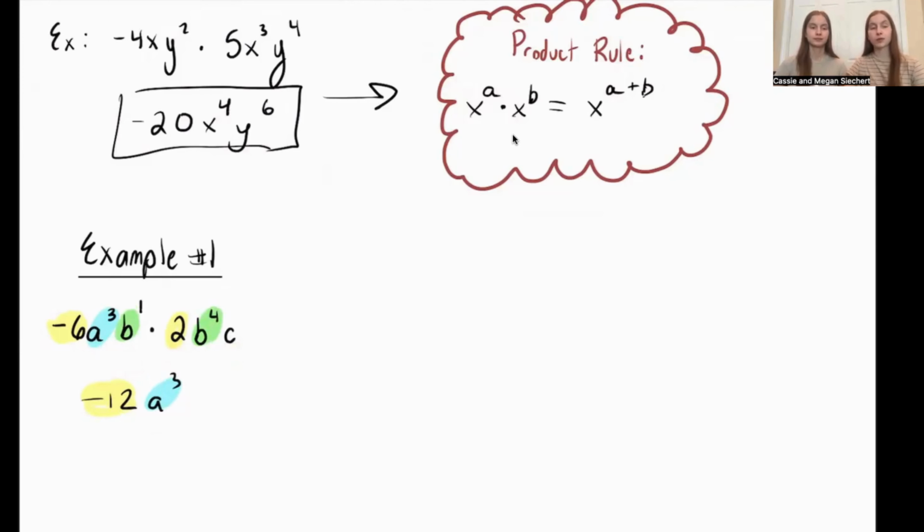Again, there's no exponent really to 1, so we have that 1 plus the 4. Total, there are 5 b's being multiplied. So now we have b to the 5th. So make sure it actually looks like a 5. There we go. So b to the 5th.